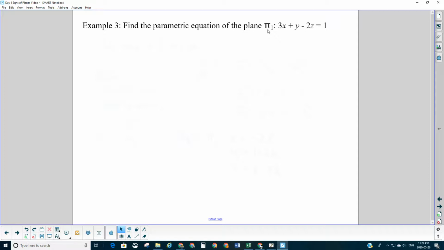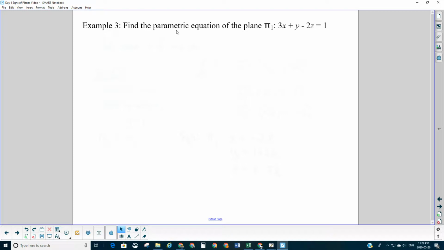Once you get into more advanced mathematics, you see that pi is just a Greek letter. It's not always 3.14. So we use this symbol to describe planes. We use Greek letters to describe planes and regular letters to describe lines. So we're going to use pi 1. Okay, it has nothing to do with 3.14. Okay, you'll see that this equation is in scalar form. It's in scalar already. We need to put it in parametric.